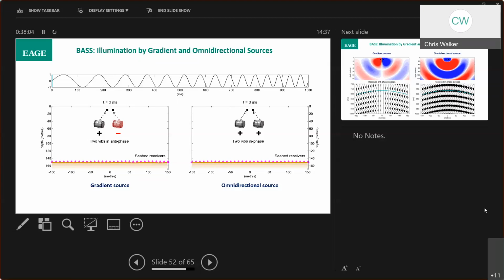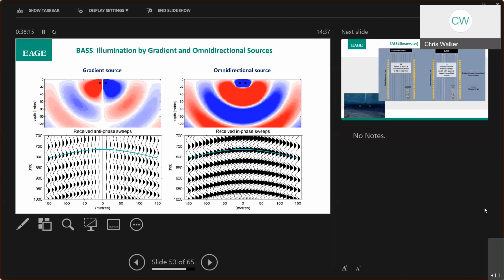With a conventional omnidirectional source, the vibrators will be operated in phase. With the gradient source, they're operated out of phase. Next slide, please. And what this does is give you a vector quantity that you're putting into the subsurface, and as such, by measuring the gradient of the source field, you're able to interpolate source positions. Next slide, please.